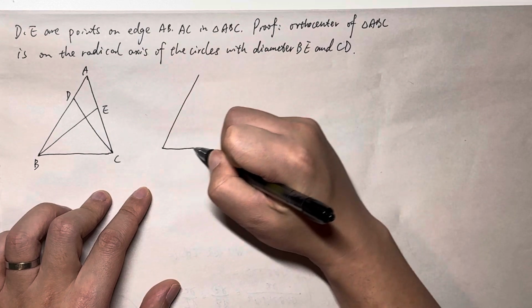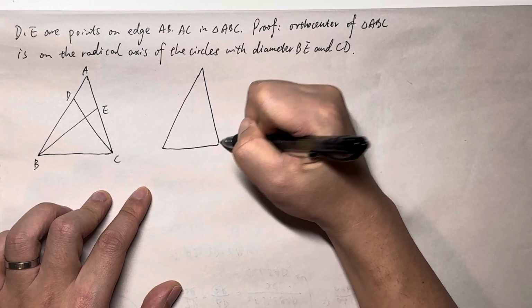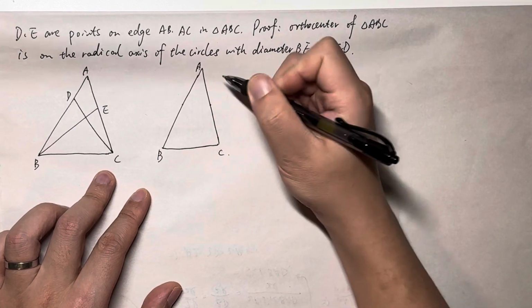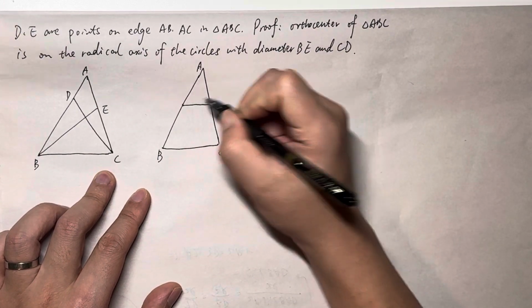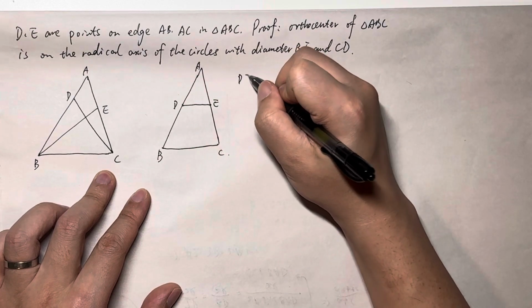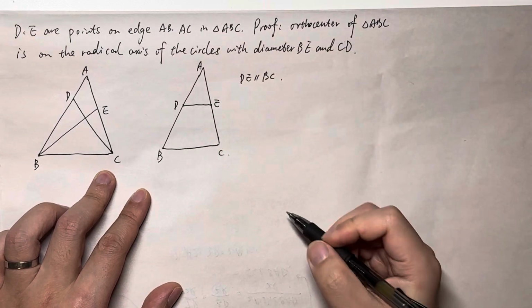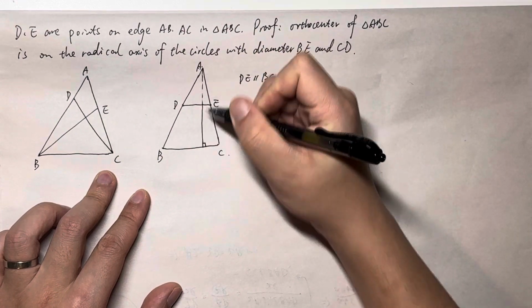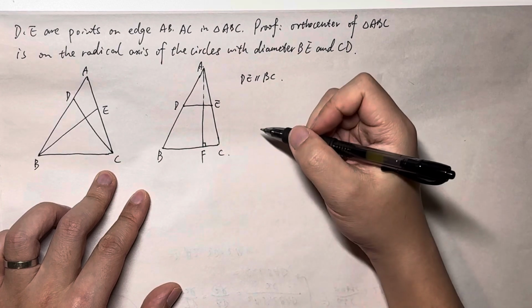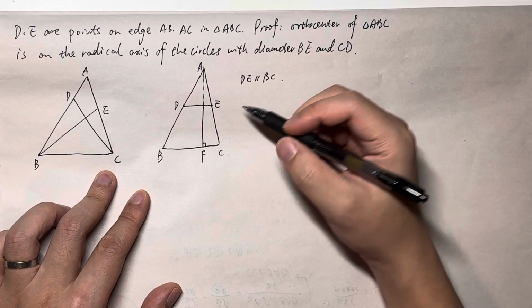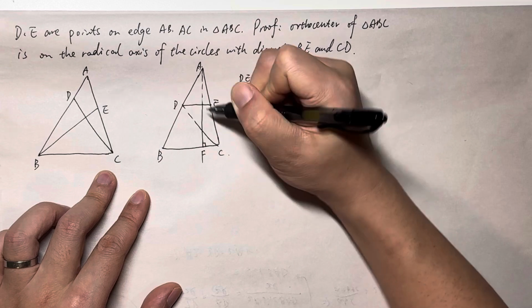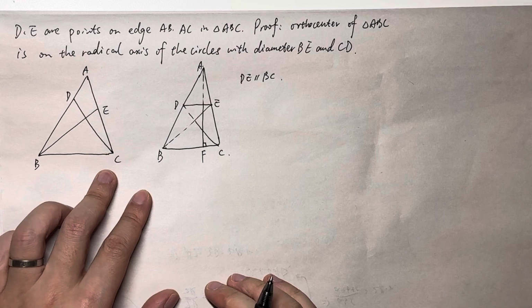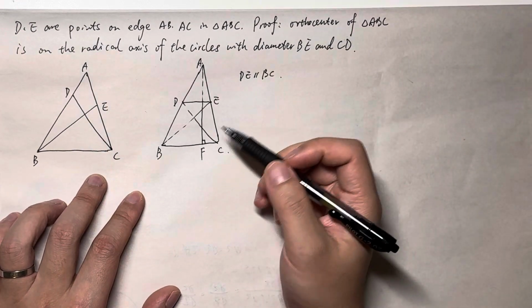It was, in the triangle ABC, D, E are points on AB, AC which make DE parallel with BC, right? And we want to prove that the altitude AF is the radical axis of the circles with diameters DC and BE. And let's quickly review the solution we provided in the last video.